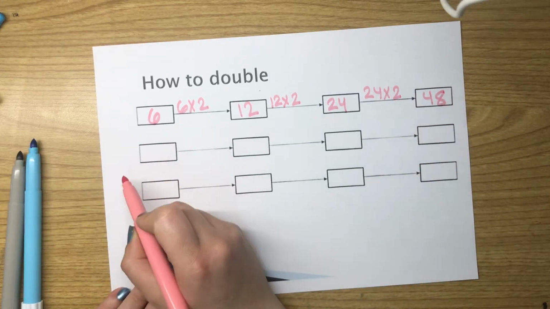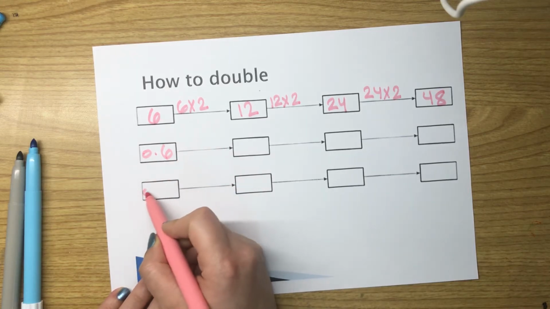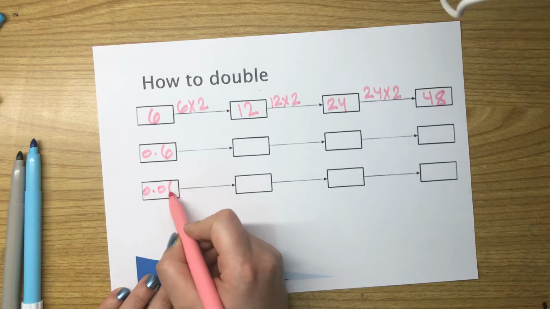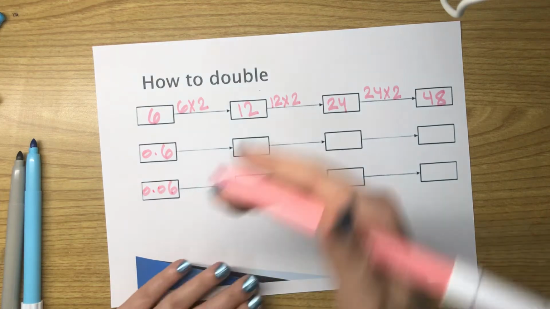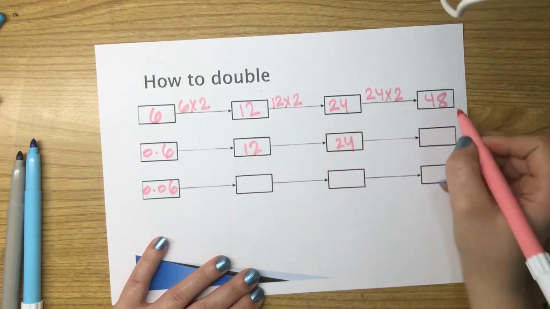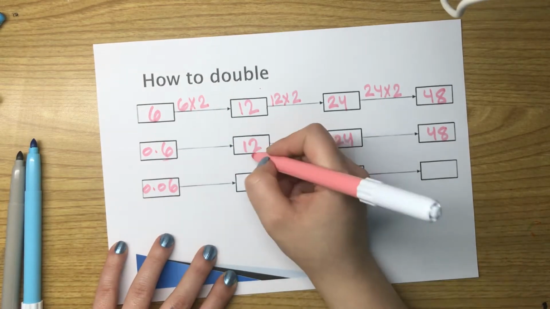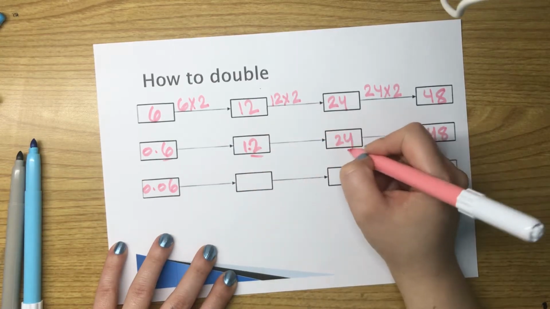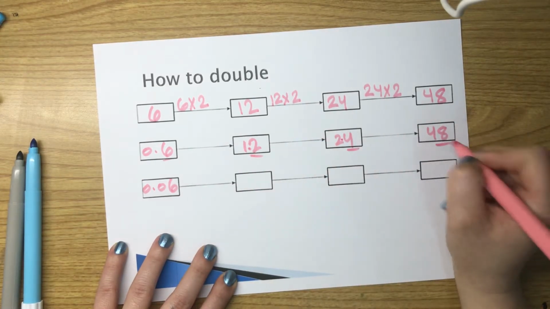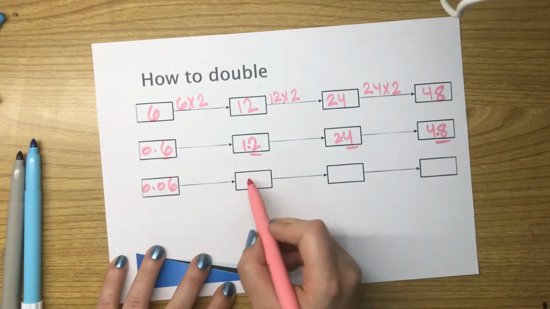How about, what's the double of 0.6? What's the double of 0.06? Rewrite the same numbers here. Remember, one decimal place, one decimal place. Okay? Write the numbers here.